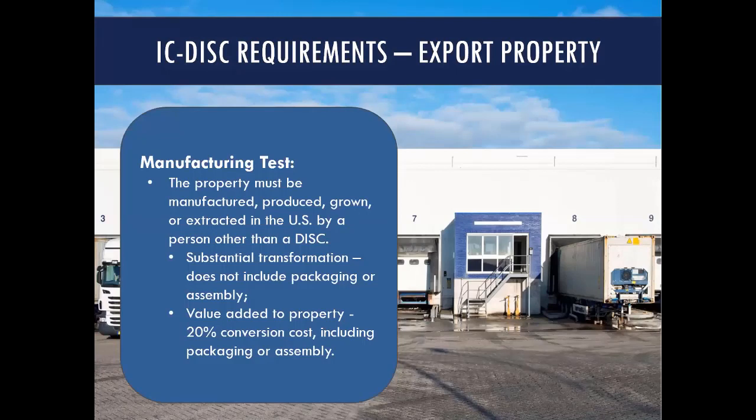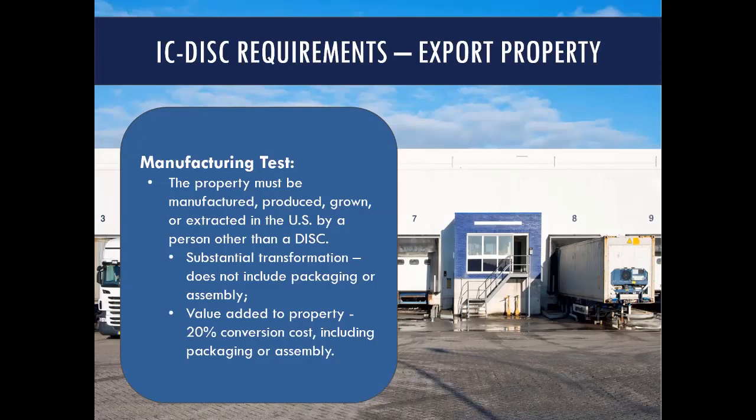So the manufacturing test, simply stated, is that property must be manufactured, produced, grown, or extracted in the US by a person other than a DISC. So you have your manufacturing company. What this means is you can meet this by doing substantial transformation. So you take raw materials and convert that into a finished good. The regs give examples such as you convert steel rods into bolts, or you convert wood pulp into paper. So there's some sort of conversion going on.